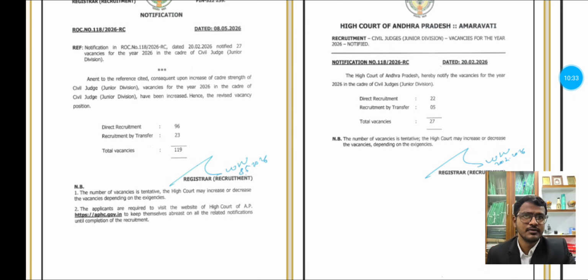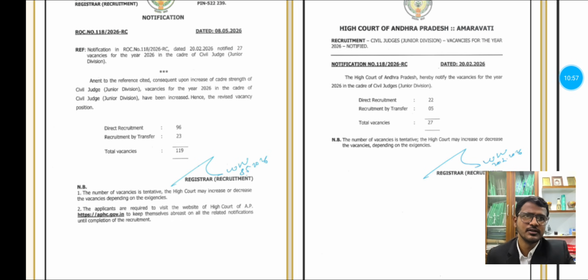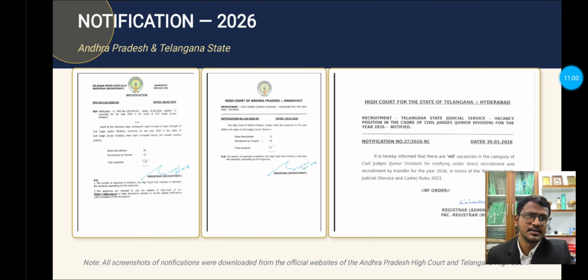But coming to Andhra Pradesh, we have 119 vacancies, out of which 96 are direct recruitment. So in these categories, it is a good opportunity for lawyers in Andhra Pradesh and other states, but the detailed notification will be issued by the High Court of Andhra Pradesh in upcoming months. We will wait for the notification so that we can discuss in detail whether any subjects are added in the upcoming notifications, and we will also discuss the pattern of the examination.